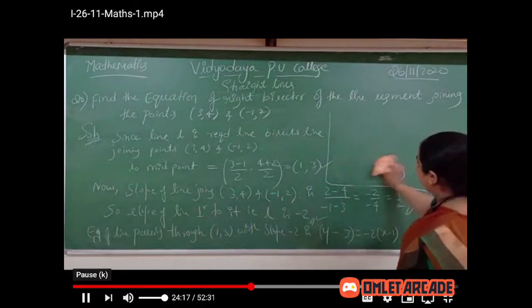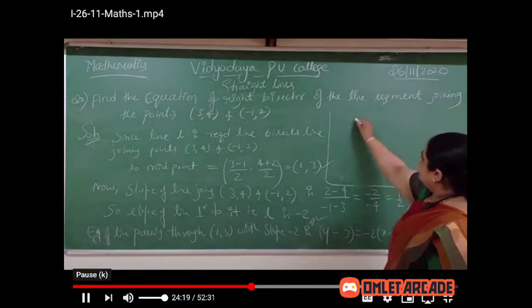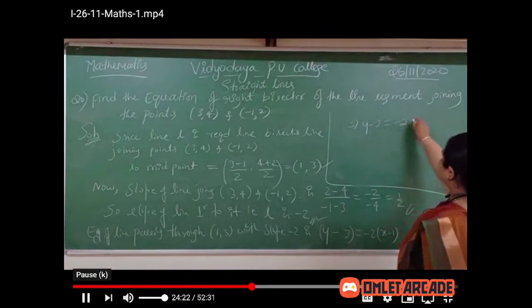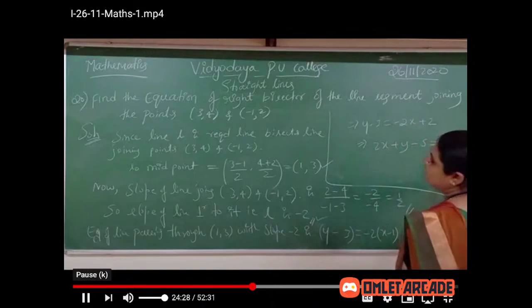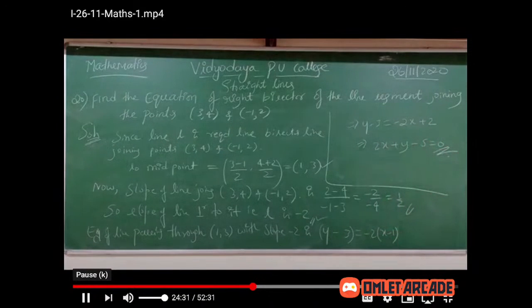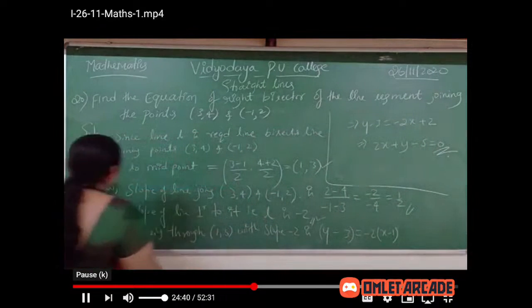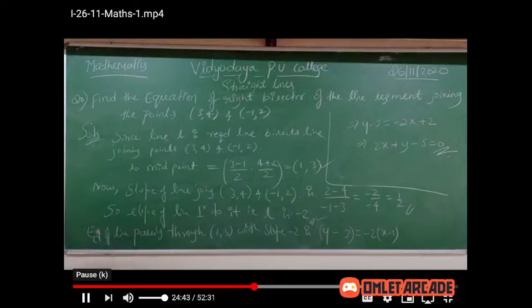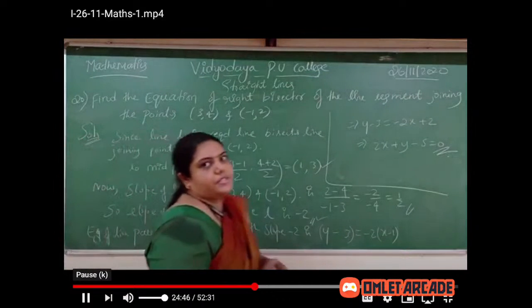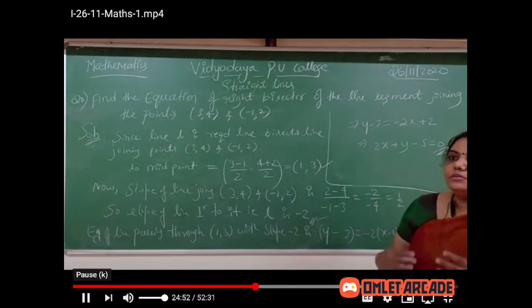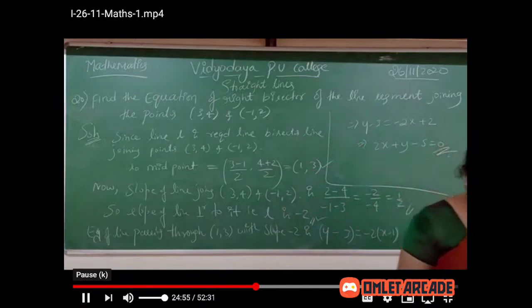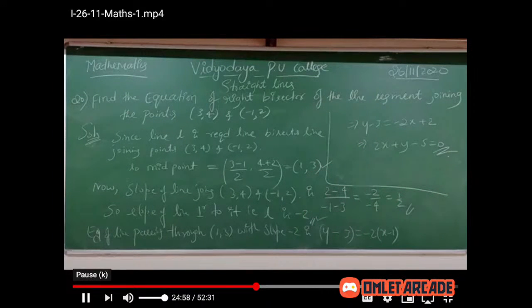Now the picture is not necessary. Let me erase this. I am continuing here, okay? y minus 3 is equal to -2x plus 2. So we say 2x plus y minus 5 is equal to 0. This is the equation of the right bisector of the line segment joining the points (3, 4) and (-1, 2). So I have written everything here, okay? Just follow that. And the rough picture actually helps you, isn't it, students? It helps you to convey the concept easily. See the next one.